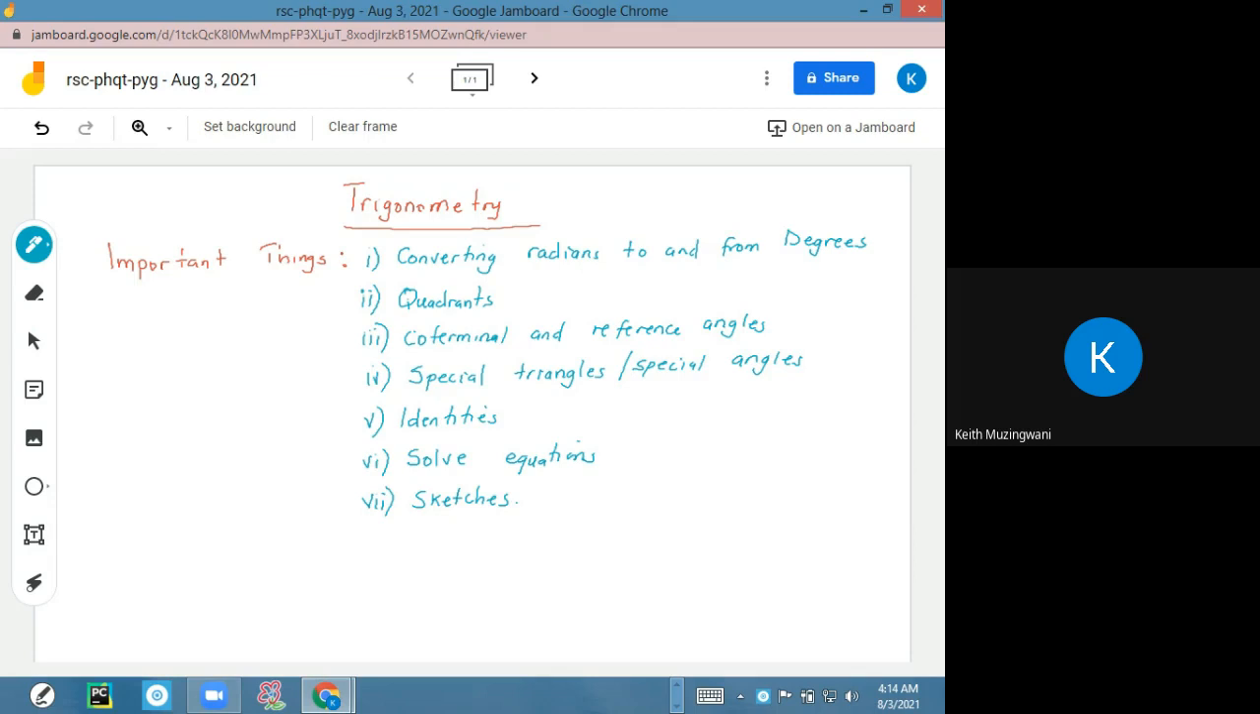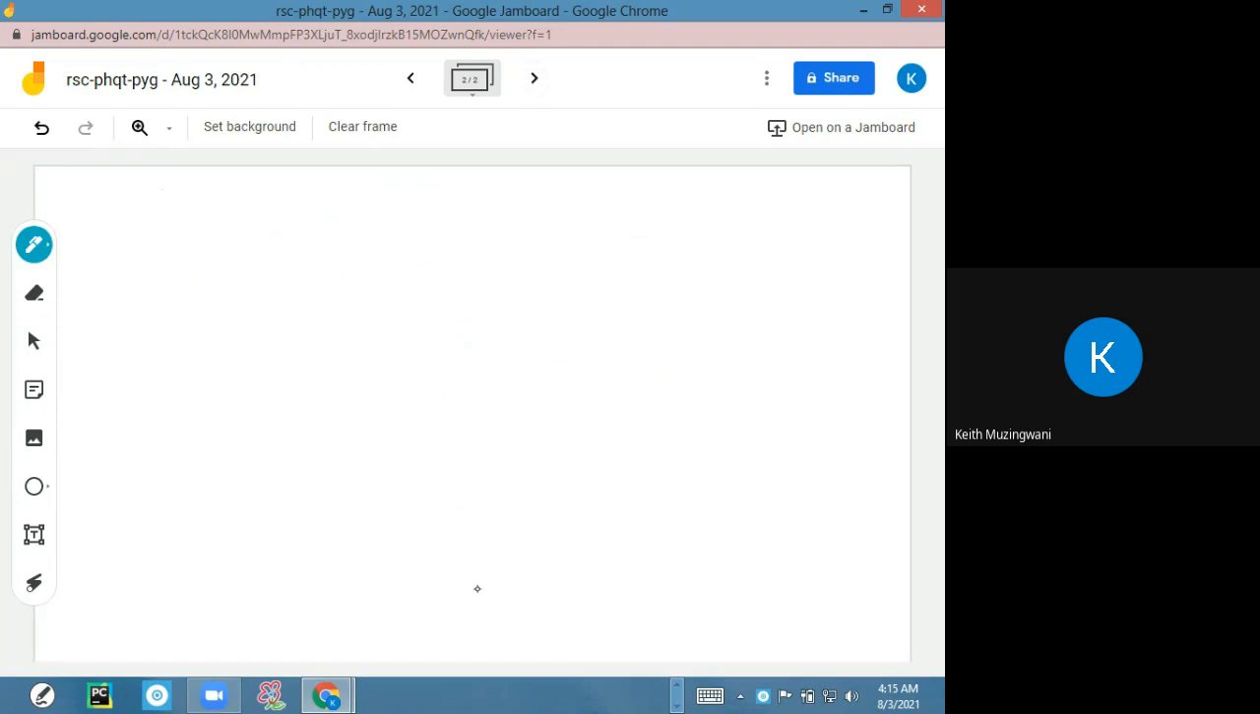Converting to and from radians and degrees, that's an easy thing. And then you get an idea of what happens around the quadrants. In quadrants, you use coterminal and reference angles, and then you're able to understand the special angles that you bring around the quadrants. Then you can do some identities and solve equations, and then you're able to sketch. So we can start in that pattern. So one, conversions.